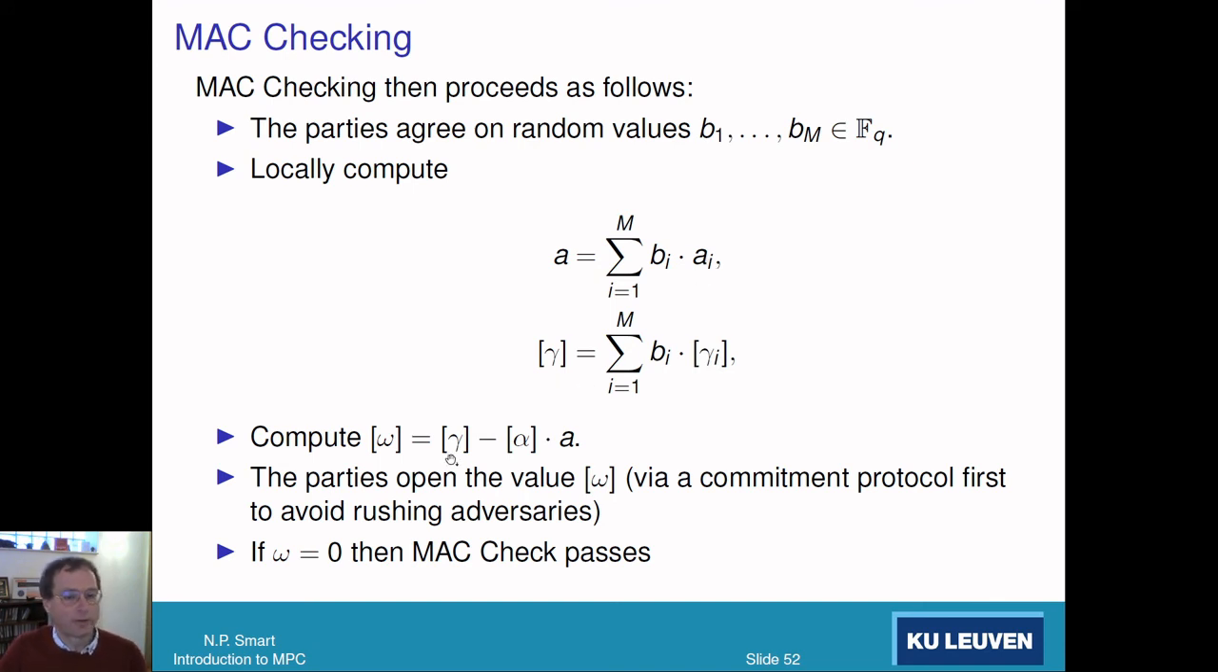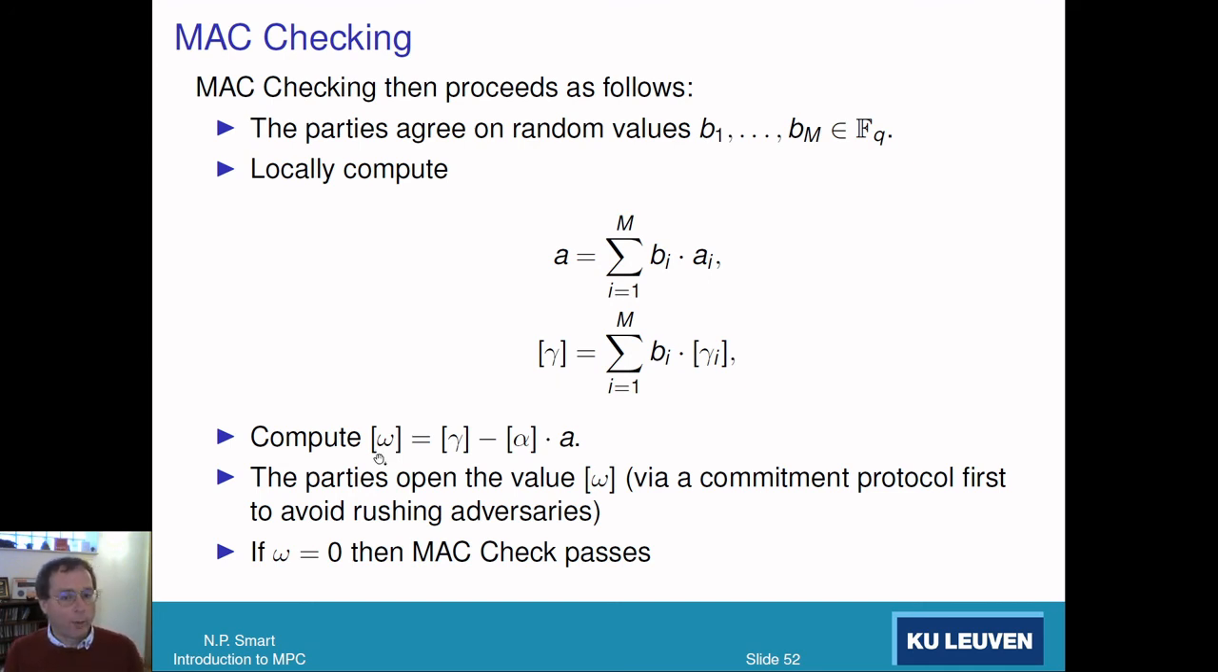Okay, so how do we do this? We compute a linear function. This is just another linear function. So we've now got a sharing of omega. Now omega should be 0. So what we do is we just open the sharing of omega.